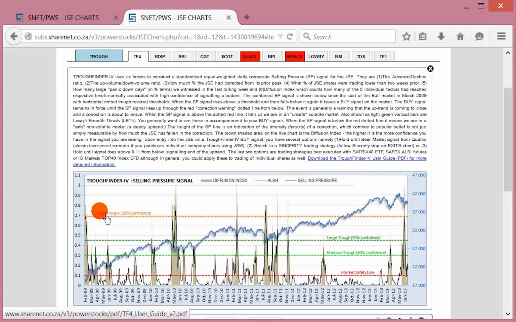So if it falls below this line here, it's called a great trough. It's basically almost 100% confidence that when the selling pressure line falls below this, it's a signal for you to get into the market, either by buying the JSE Top 40 or by loading up JSW and having a look at the favorite shares you've been on the hunt for. And that's a very great accuracy. And obviously when we fall below this green line, still very accurate signals, but only 90% confidence now. Basically, out of every 10, one will be wrong. And then again, a medium trough confidence. When it falls below this line here, that's a signal to go long. You can see that was a beautiful signal. And of course, if you click on this link here, you can go to a detailed user guide.